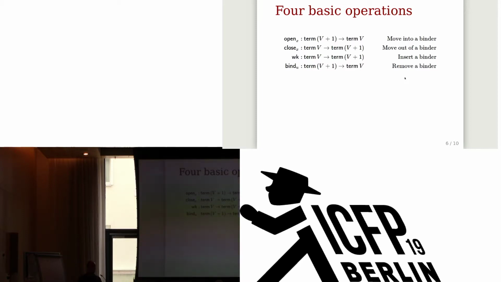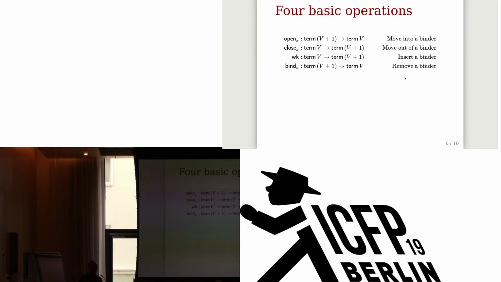So that means we have 4 basic operations. There's open, that reduces the number of bound variables by turning one into a free variable. Close, which does the opposite, increasing the number of bound variables. So I'm writing term v for a term which has v bound variables. Weaken, which increases the number of bound variables by just introducing one. And bind, which reduces the number of bound variables by substituting one away.